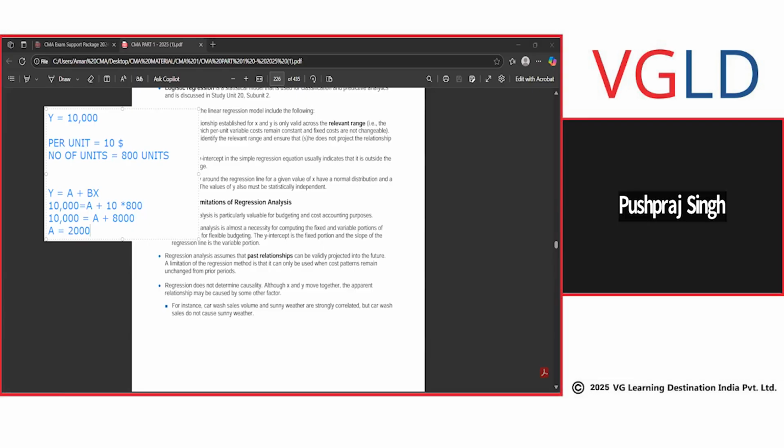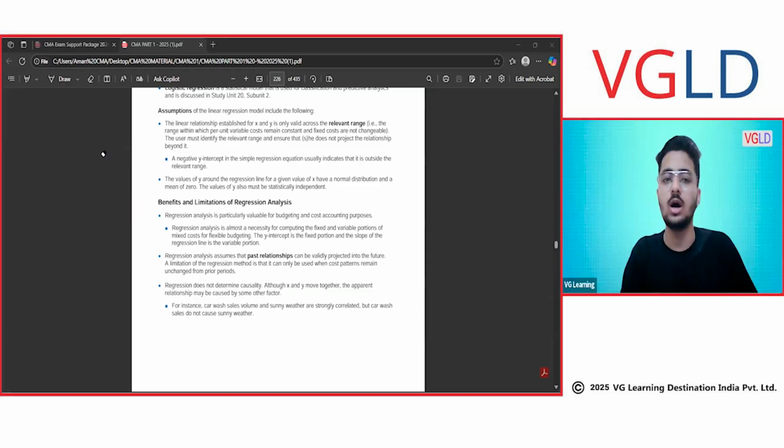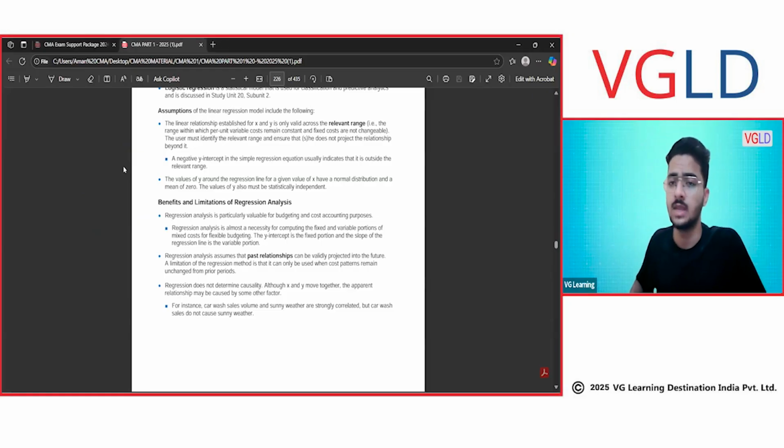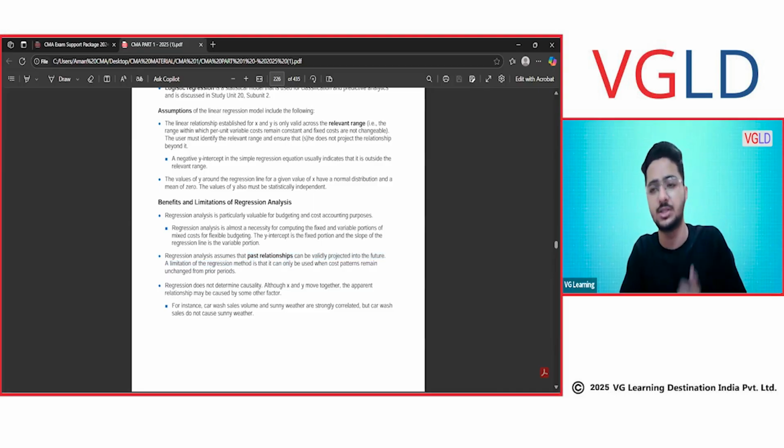So, as I told you, regression analysis is based on the past relationship because the relevant range is not the current one. Your cost patterns, your fixed portion and variable portion are all dependent on the past, which might not provide you the accurate answer. So that is why it is based on past relationship, and ultimately it's a limitation.